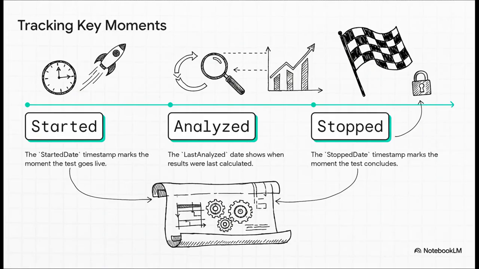And speaking of precision, this blueprint records the exact timestamps for everything important. The started date marks the exact moment it kicked off. The stop date marks the finish line, and last analyzed tells you the last time the system actually crunched the numbers. There is absolutely zero ambiguity here.